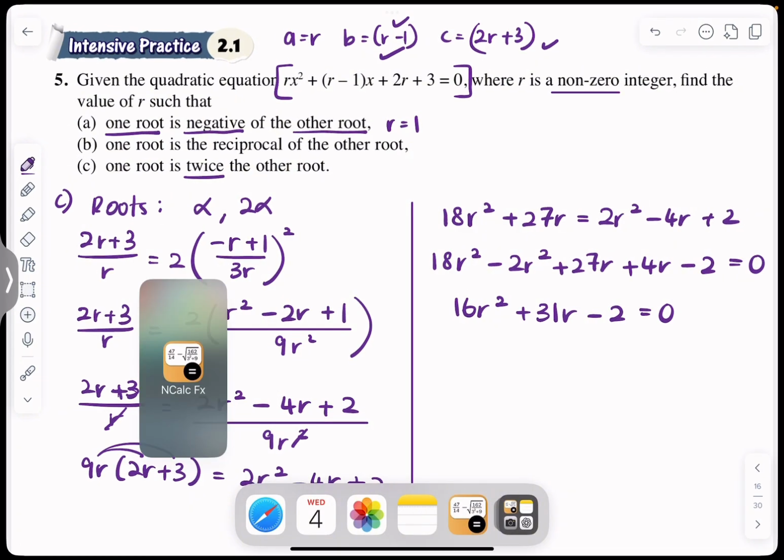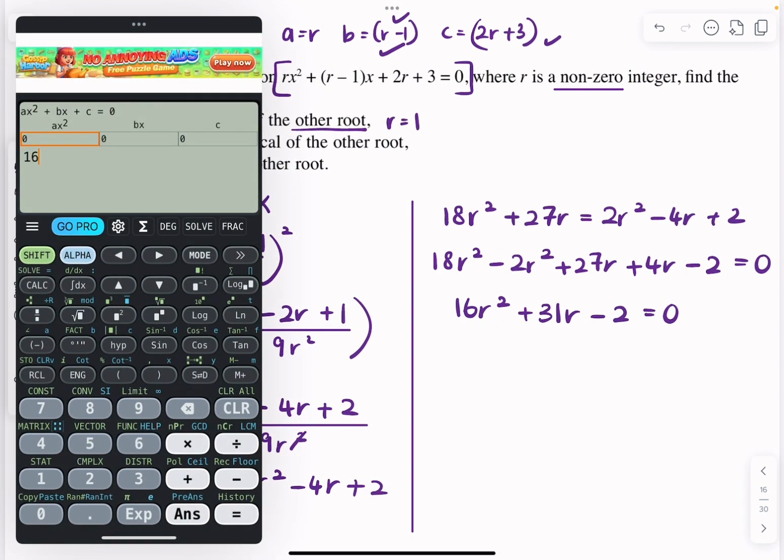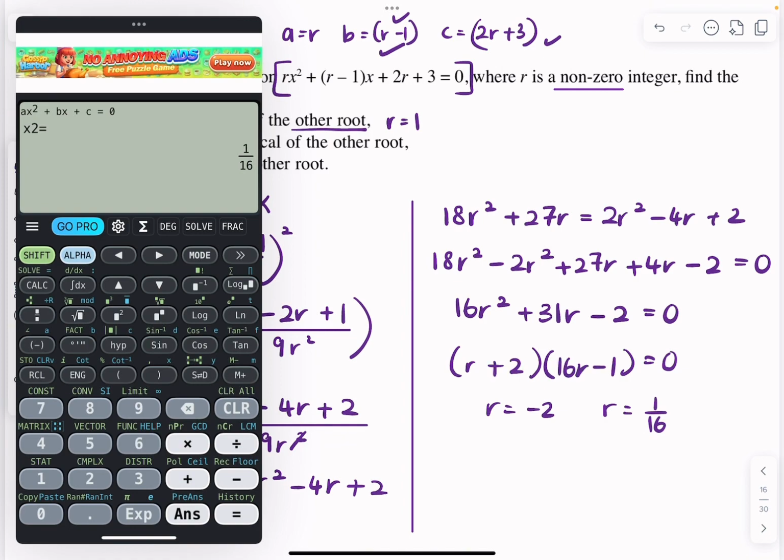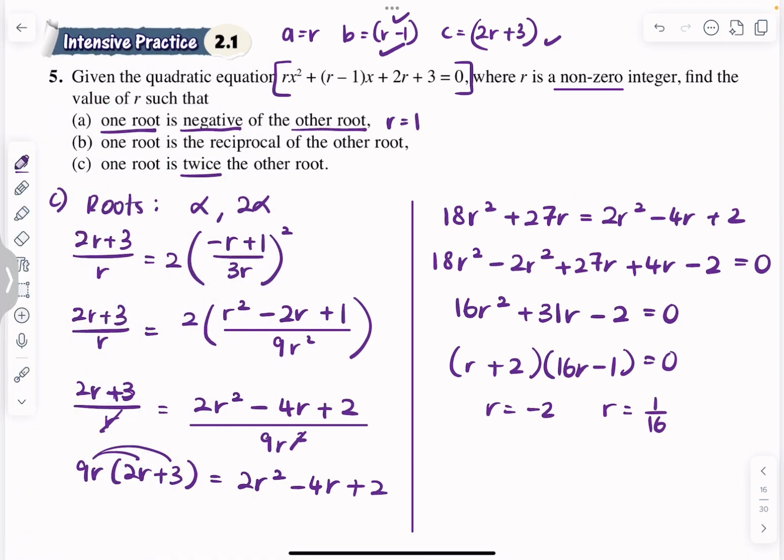So from here, we try to factorize it. 16, 31, negative 2. So r is negative 2 and r is 1 over 16. So putting them inside the bracket, we get r plus 2 and 16r minus 1. So our r values are these two. This will be our final answer. That's it. We get two different values of r.